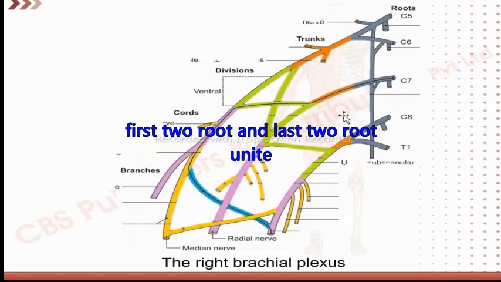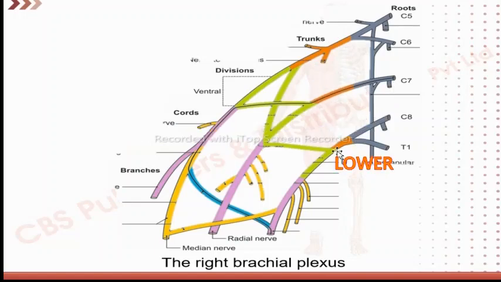The first two roots unite to form the upper trunk, C7 continues as the middle trunk, and C8 and T1 unite to form the lower trunk. And the divisions: the upper, middle and lower trunks each divide into ventral and dorsal divisions. Upper trunk, ventral division, dorsal division. Middle trunk, ventral division, dorsal division. Then the cords.